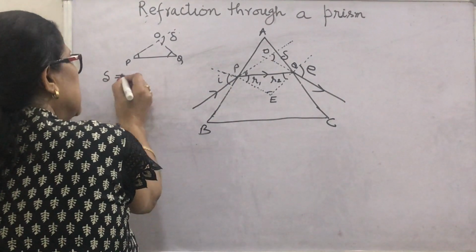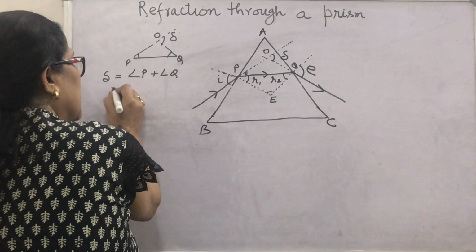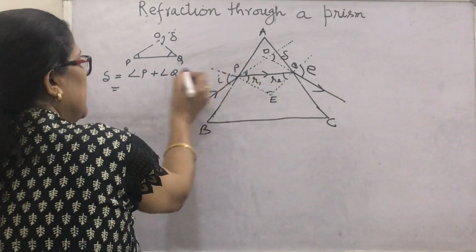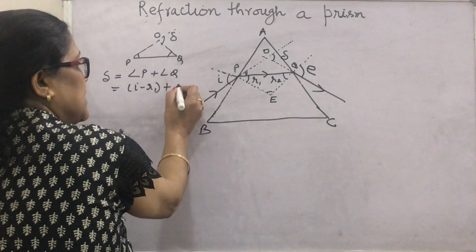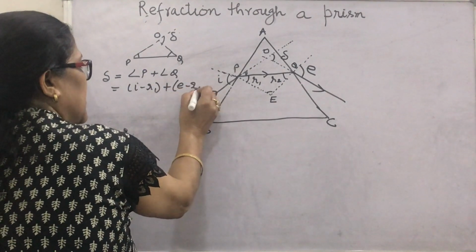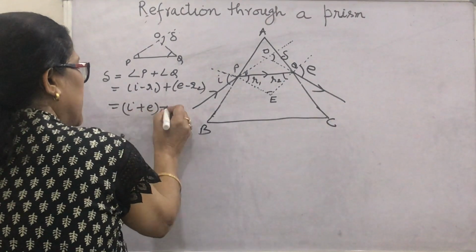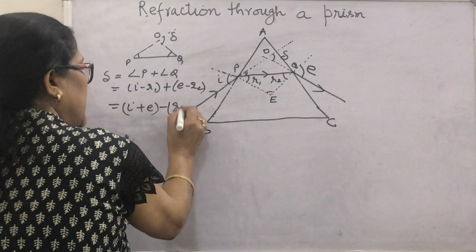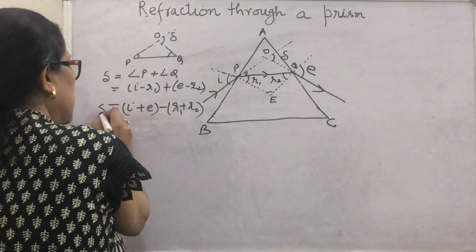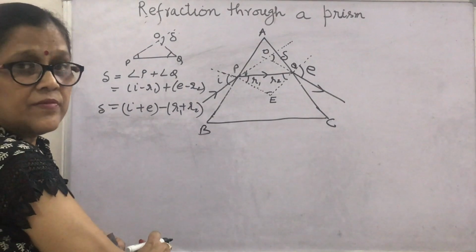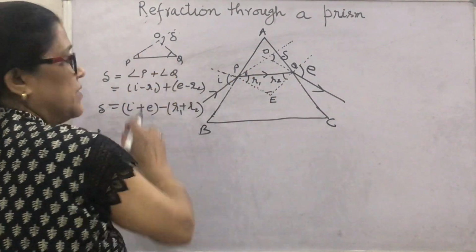The exterior angle is the sum of two angles, angle P and angle Q. Then what can you write here? This angle is I minus R1 plus E minus R2. Then what can you write? I plus E minus R1 plus R2. So this is the expression for delta, by considering this triangle OPQ in the figure I have shown here.